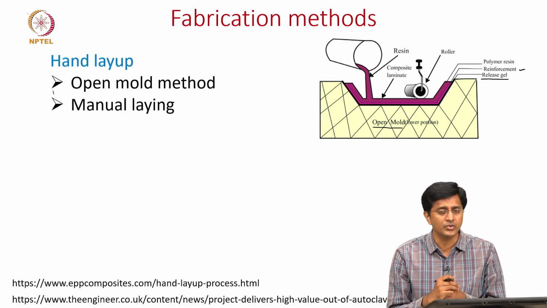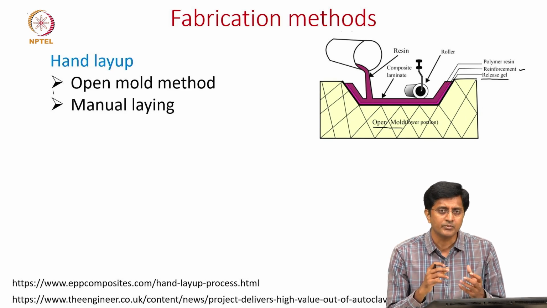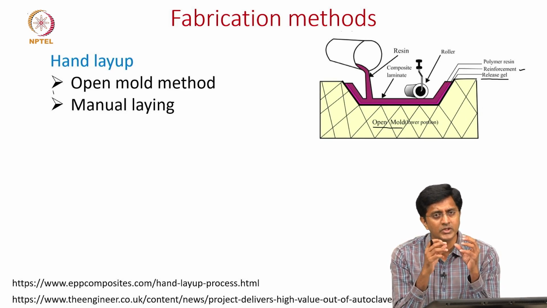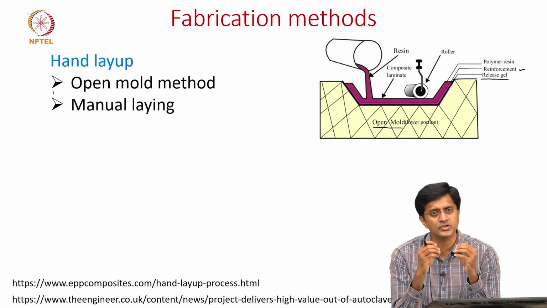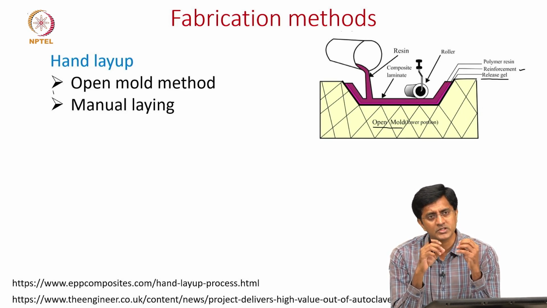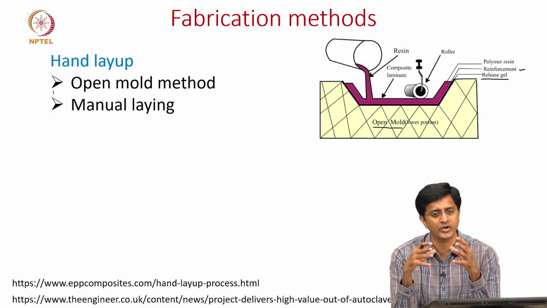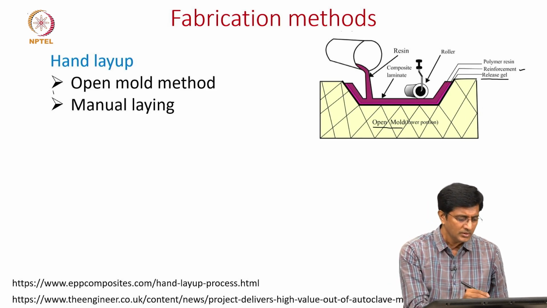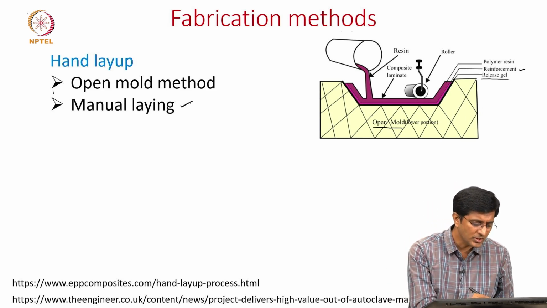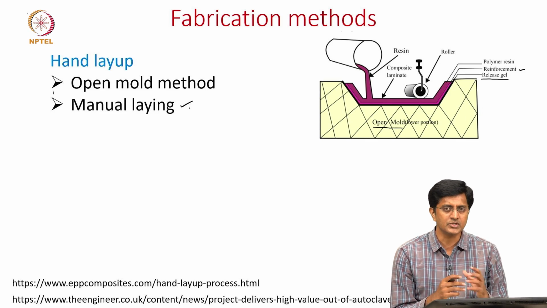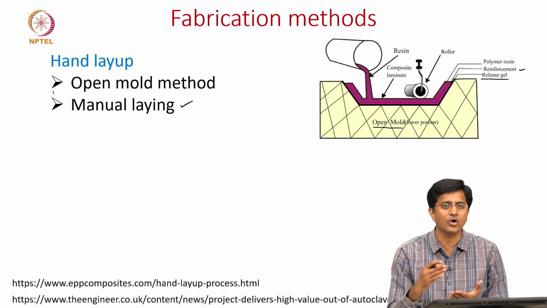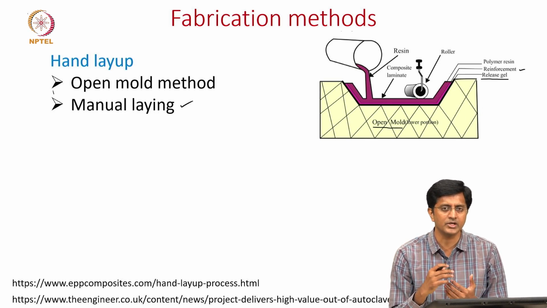But another aspect you need to consider is the bonding between the matrix and the fiber is also important. So, sometimes there are some coatings which are applied on the fibers so that it allows for a proper bonding between the matrix and the fiber. As we already mentioned, this is a manual laying procedure. So, of course, it takes a long time, it is a manual labor intensive process.